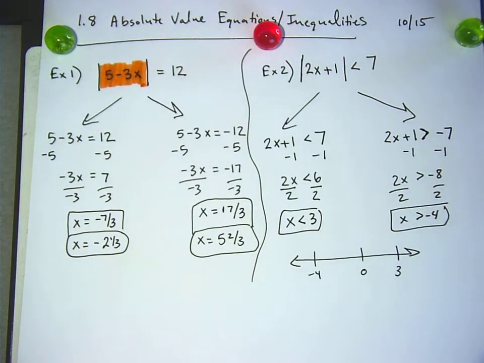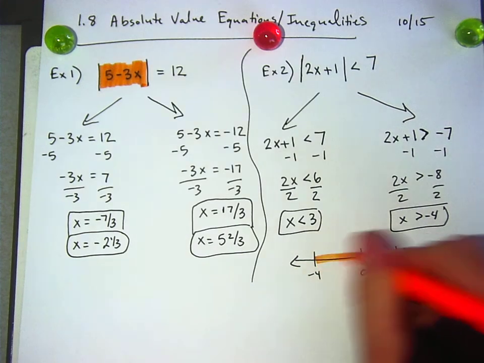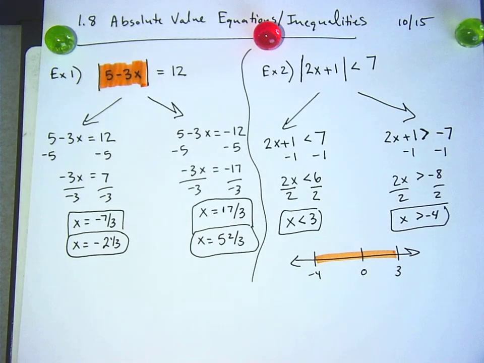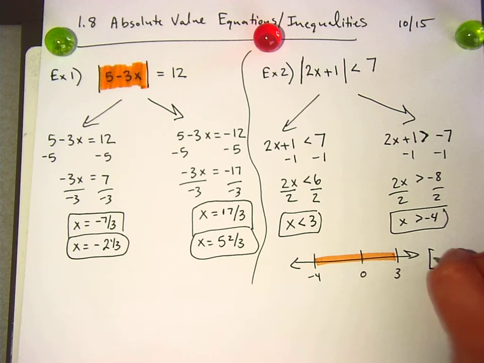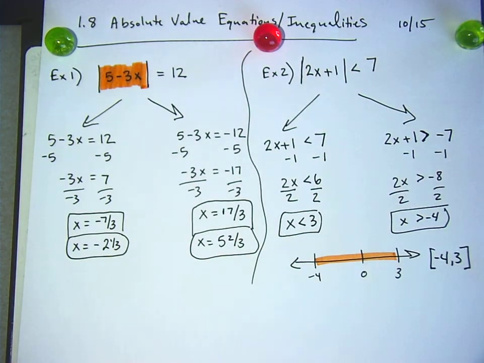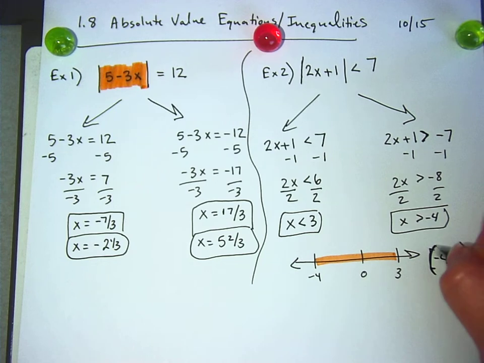Now I'm drawing a number line so that I can easily write it in interval form. So if it's less than 3 and greater than negative 4, do you see that it's in here? Okay, so for this one you would write it out like this, negative 4 comma 3, like that, with brackets. Oh wait, not brackets, right? Parentheses. And the parentheses are there because it is not equal to.